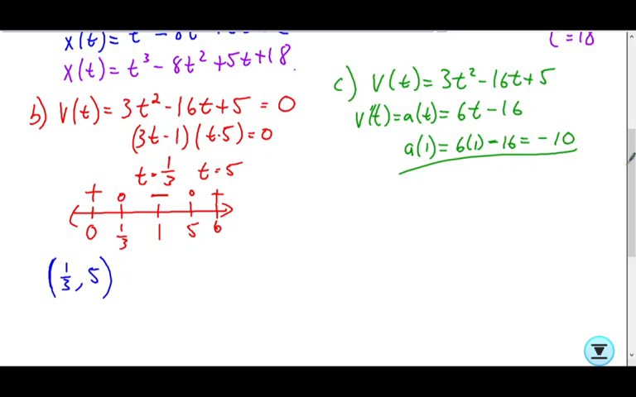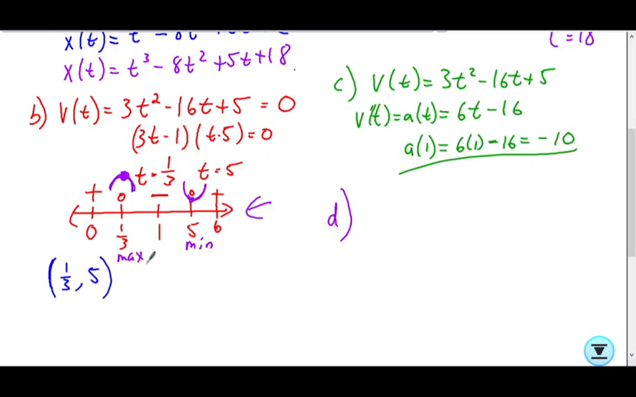Well, if we're talking about position, the derivative of position is velocity. So for part D, I'm going to be using this right here. I've already done it. So this 0 could be a maximum or minimum. Since it goes from increasing to decreasing, this is a relative max. Since this one goes from decreasing to increasing, this is a relative min.